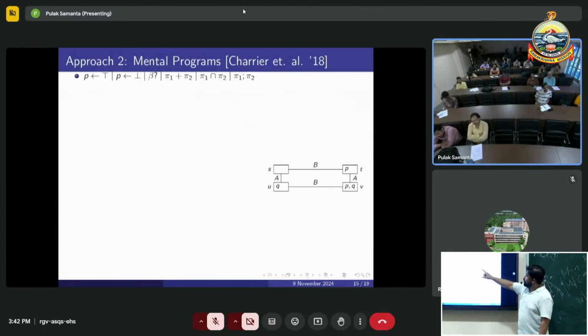Now I come to the second approach, which is the mental programs. This I'll brush over because I have not much time left.